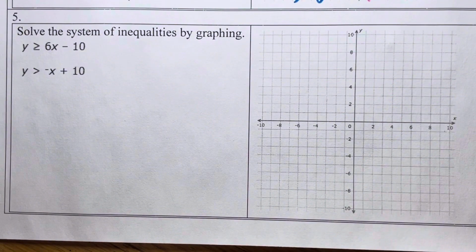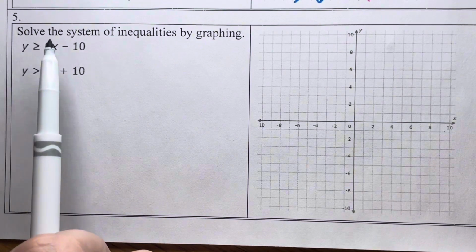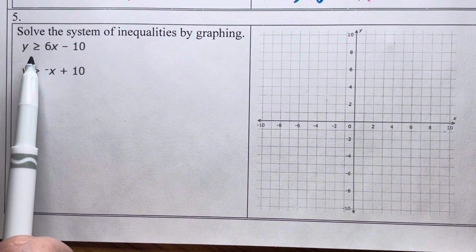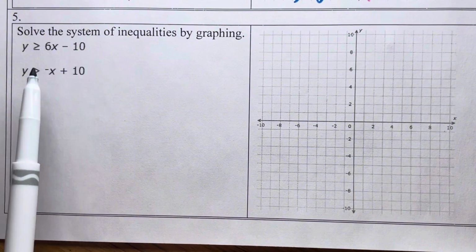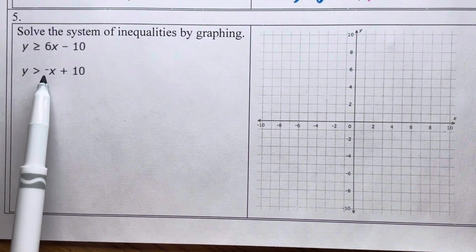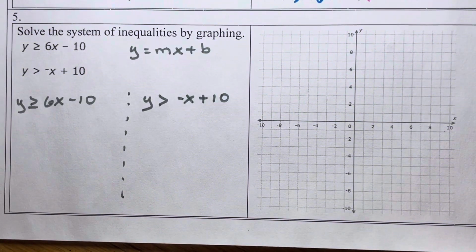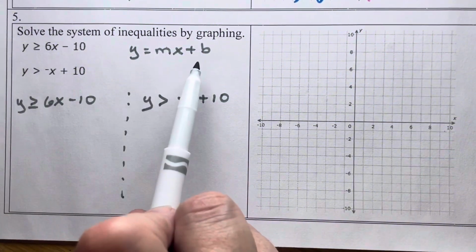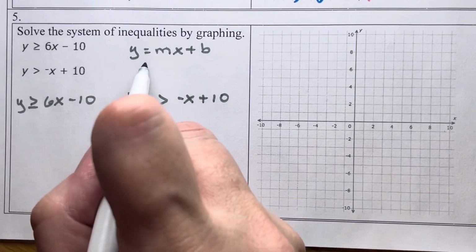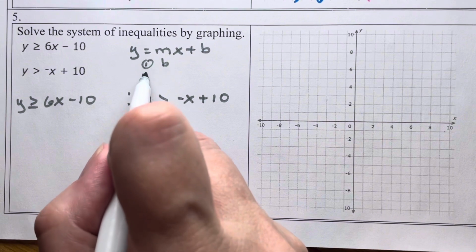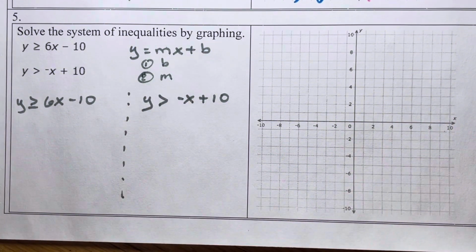For our fifth and final example, we're going to solve the system of inequalities by graphing, where y is greater than or equal to 6x minus 10, and y is greater than -x plus 10. As both of our inequalities are of the slope-intercept form, that tells us that we are going to need to start this process by finding the y-intercept and then its corresponding slope. Let's see what we've got.